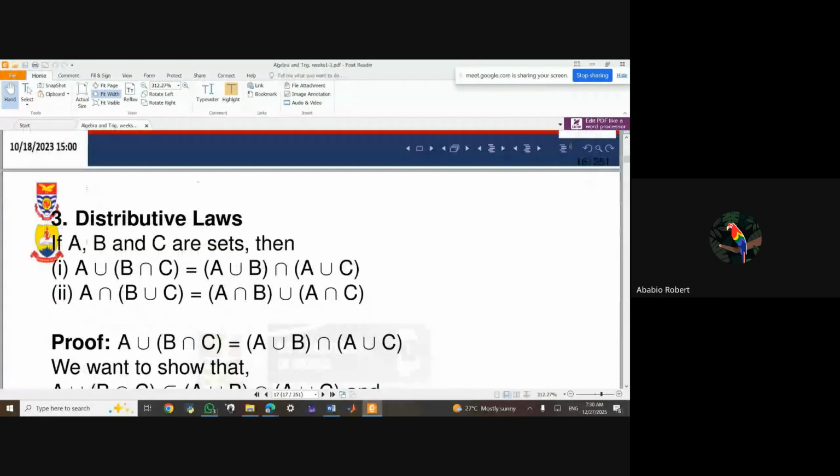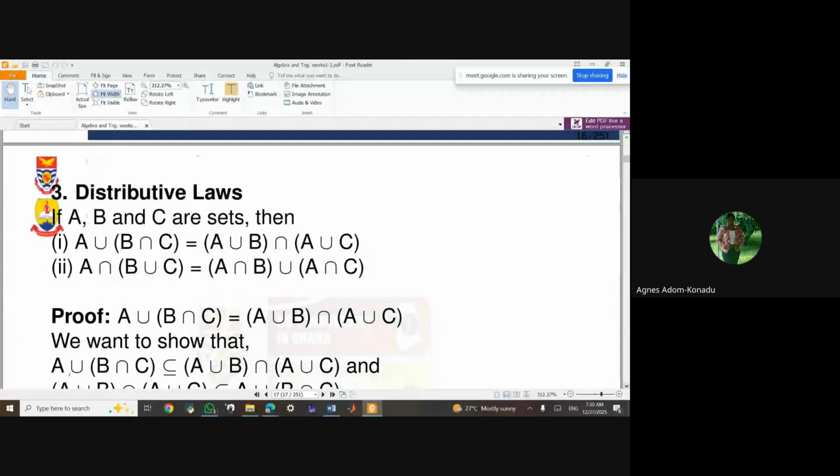Okay. So the next, I want to look at the distributive property. So I still have the set A, B, C. Then I want to show that the distributive property says that A is distributive over intersection. So A union (B intersection C) is the same as (A union B) intersection (A union C). And then it is distributive over union.